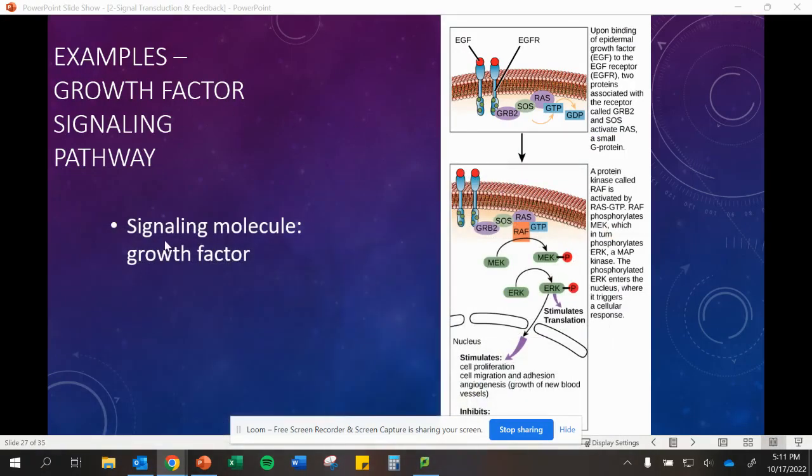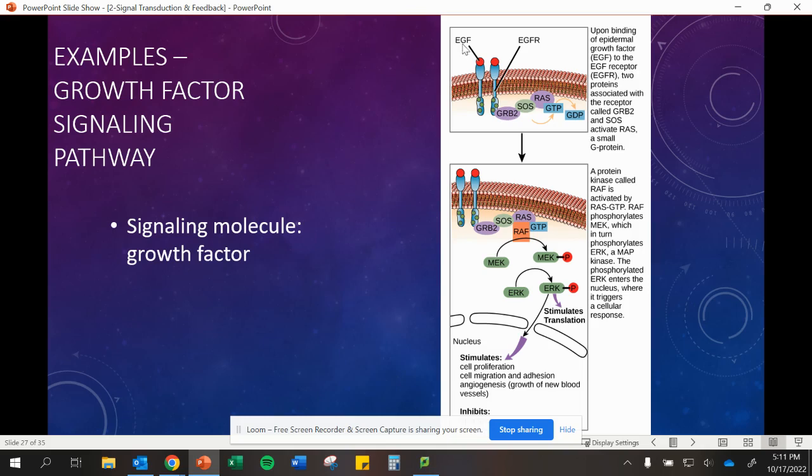Okay, so our next example of a signaling pathway is the growth factor signaling pathway. So here is a diagram showing what's happening there. Growth factor here is our signaling molecule. We can see there are lots of different proteins involved, and usually we use three letters to denote the name of a protein.